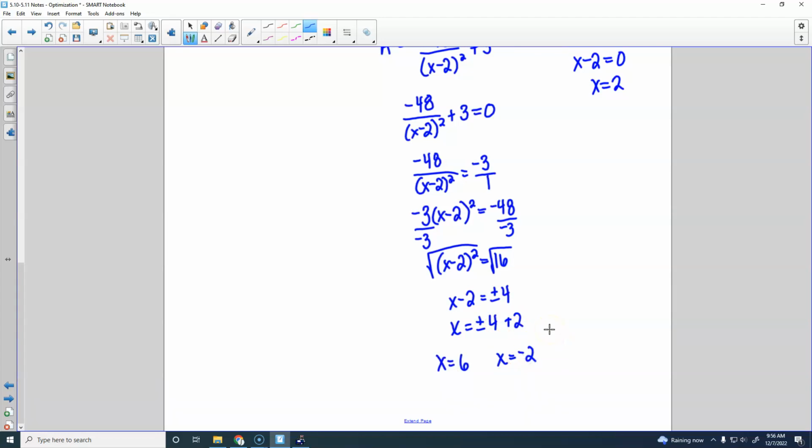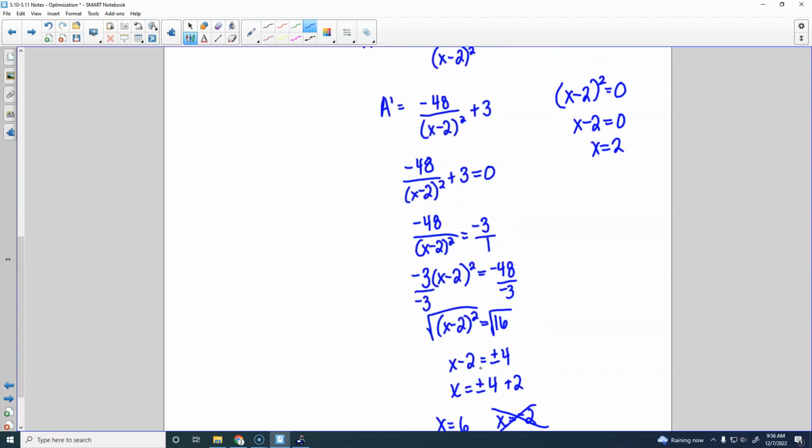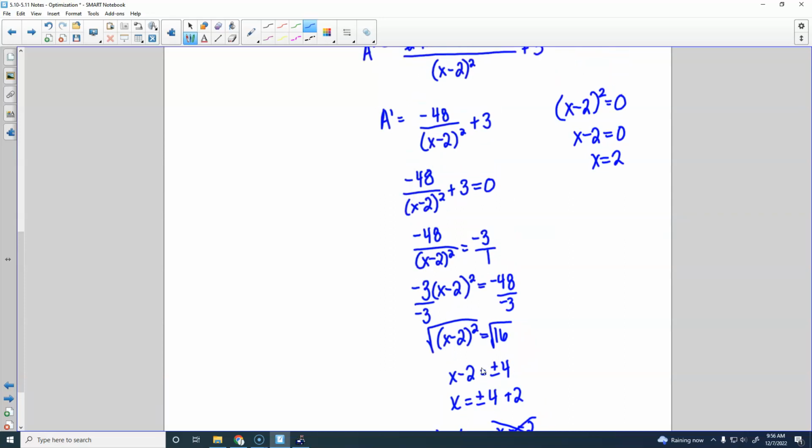But would a side length of negative 2 make sense for the side length of a piece of paper? Probably not. So we've got 2 and 6. Whew. I might should have gotten common denominators. 2, 6. You've got to plug back into the derivative here, which I can't make a chart for because I didn't get common denominators.